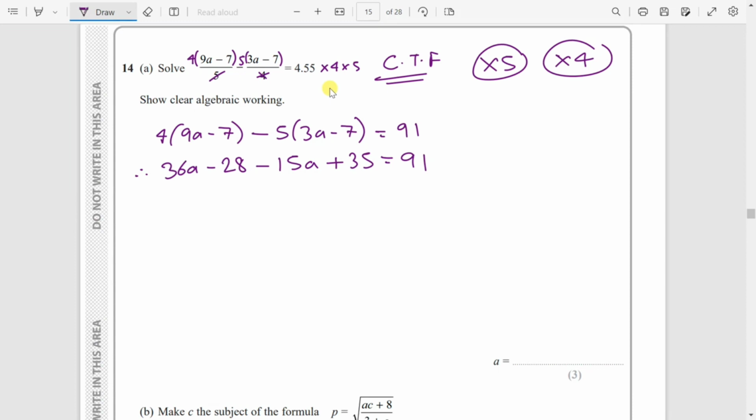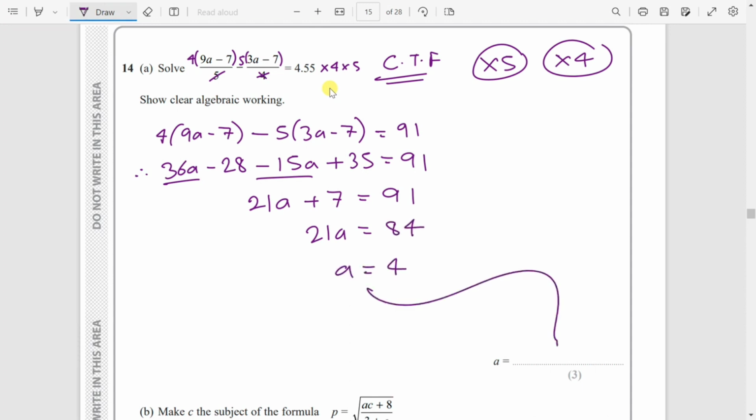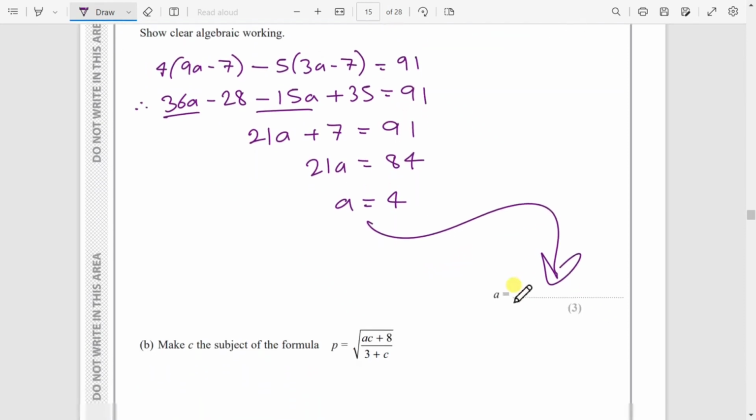So far I think it looks good. 36a take away 15a, mentally, what does it give us? 21a. And then minus 28 plus 35, it should be plus 7, equals 91. And then subtract 7 across. So 91 take away 7. Use a calculator, guys. I'm kind of using half calculator, half brain. And then divide by 21, you should get the answer, which is 4. A should be 4. See if you guys get 4 as well, and let me know if that's what you got too. Oh, I could check the mark scheme as well.